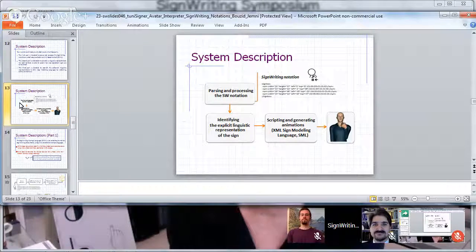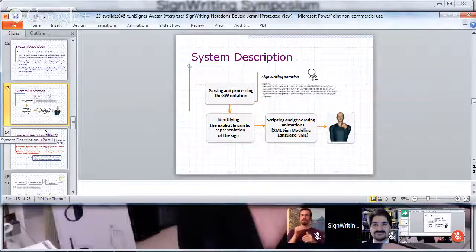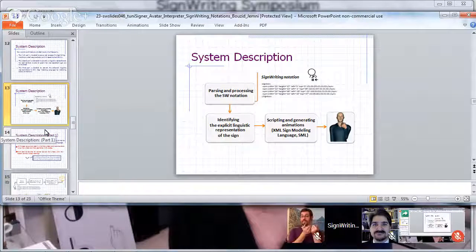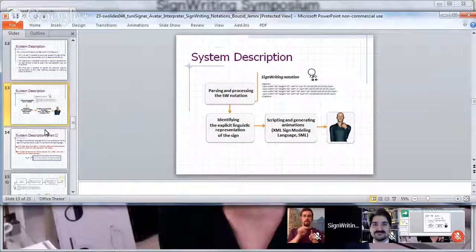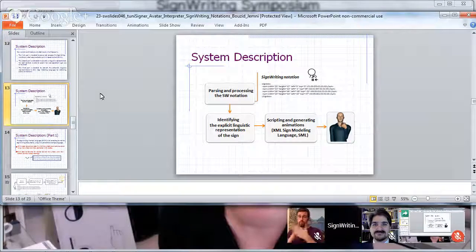Starting with parsing and processing the SignWriting notation, it goes down to the next square that says identifying the explicit linguistic representation of the sign. And the next square to the right says scripting and generating animations, XML sign modeling language, which is SML.